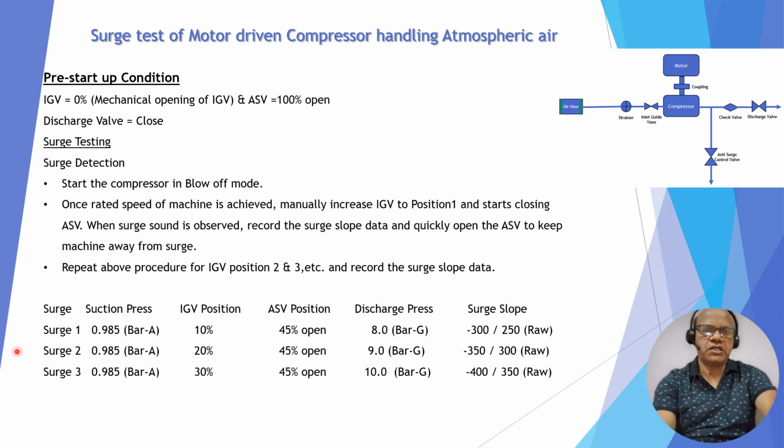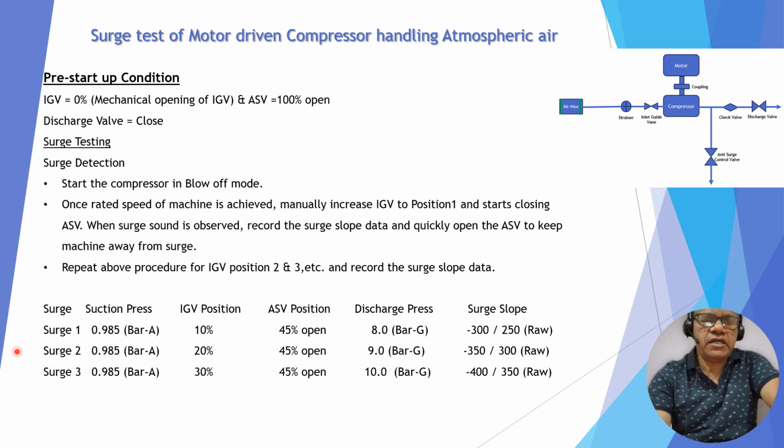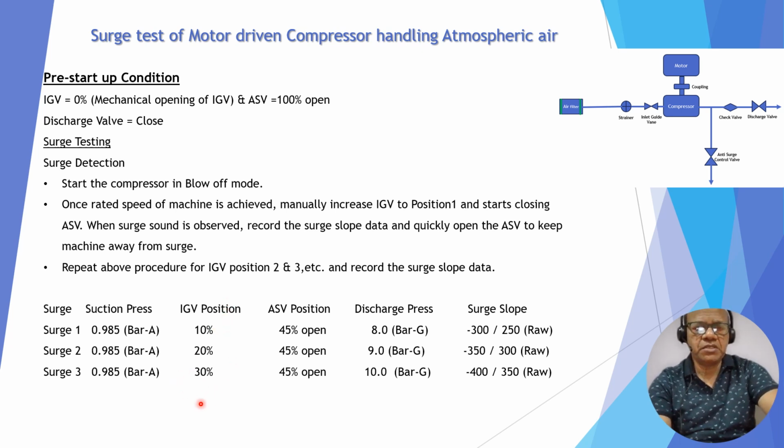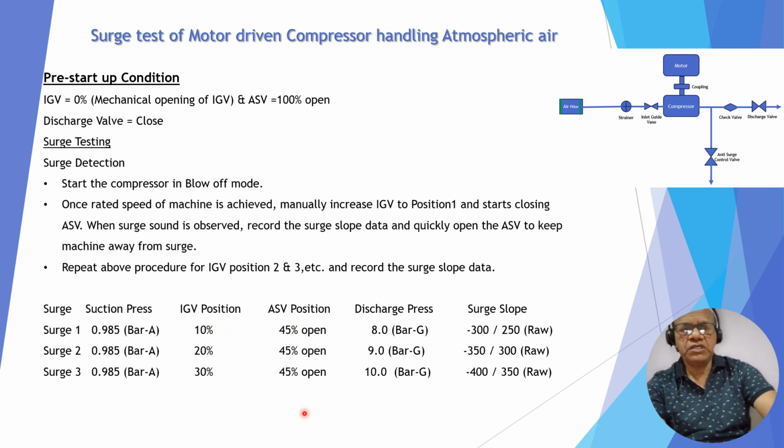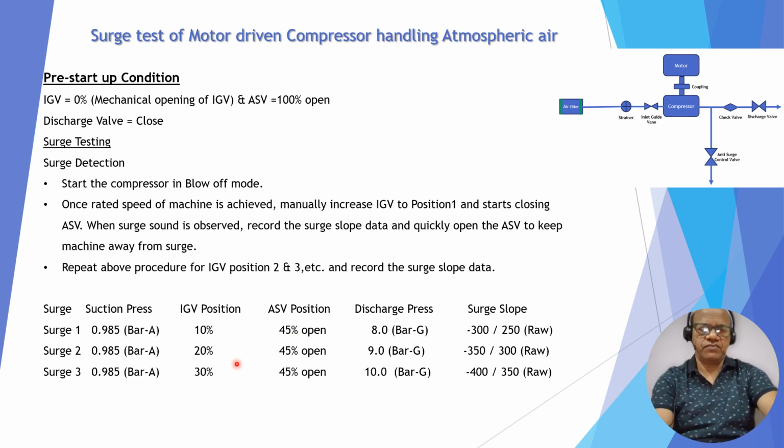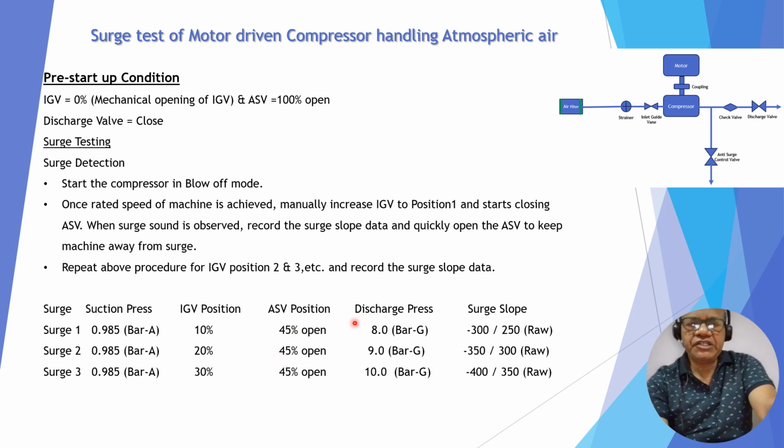We have suction pressure; atmospheric pressure should be lower, that is why it is shown as 0.985, 985. Different IGV positions: IGV 10%, 20%, 30%, but the beauty is that the ASV position is almost the same every time. Let's say 45, 45, 45. Discharge pressure is 8 bar, 9 bar, 10 bar. Since more IGV means more flow, more pressure, that is why you will see more pressure.